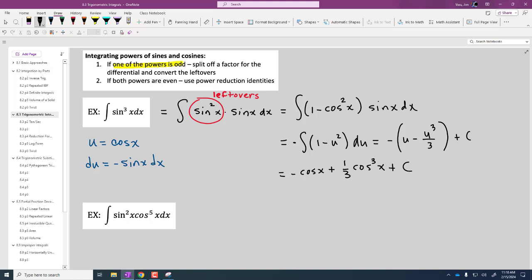So the u is always going to be just sine or cosine or secant or tangent. It's going to be simple. It's not going to be as complex as letting it be a square or something. All right, any piece of that you want to ask about?